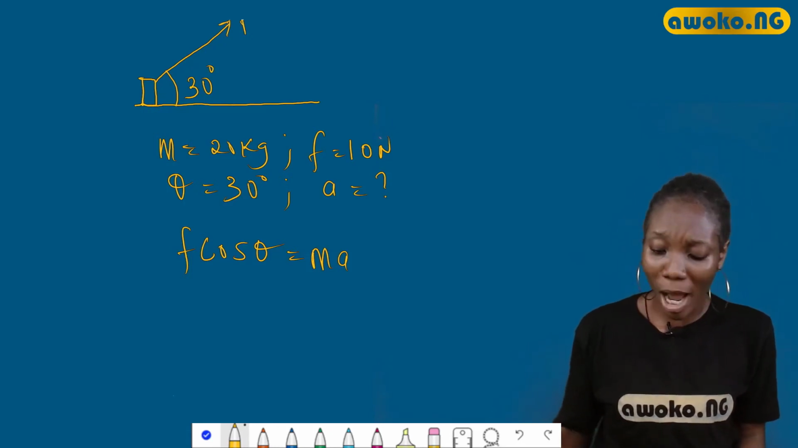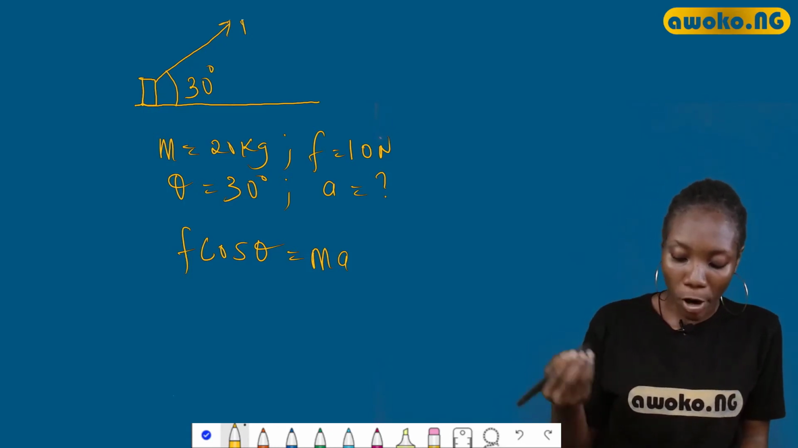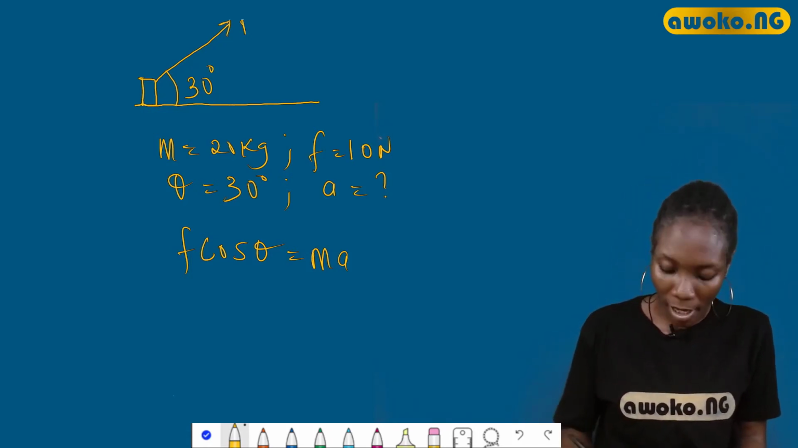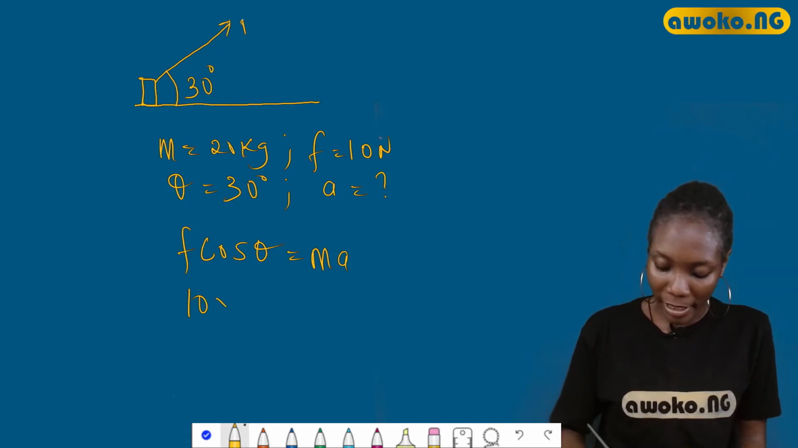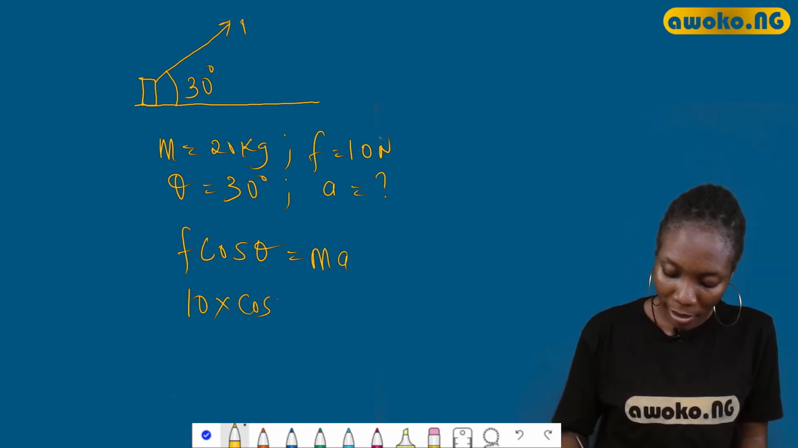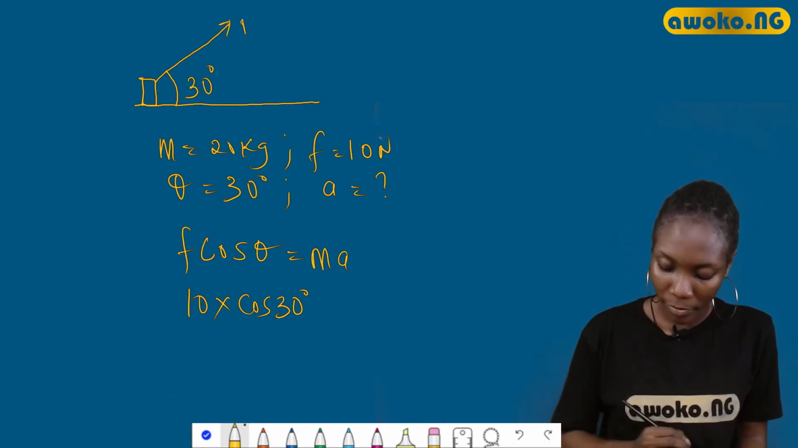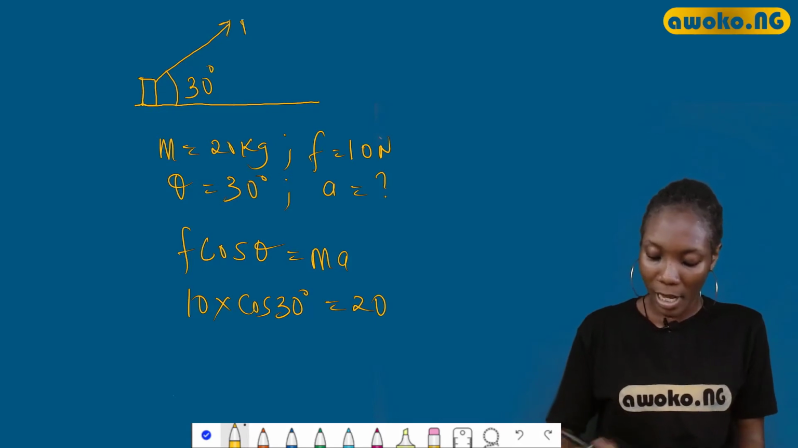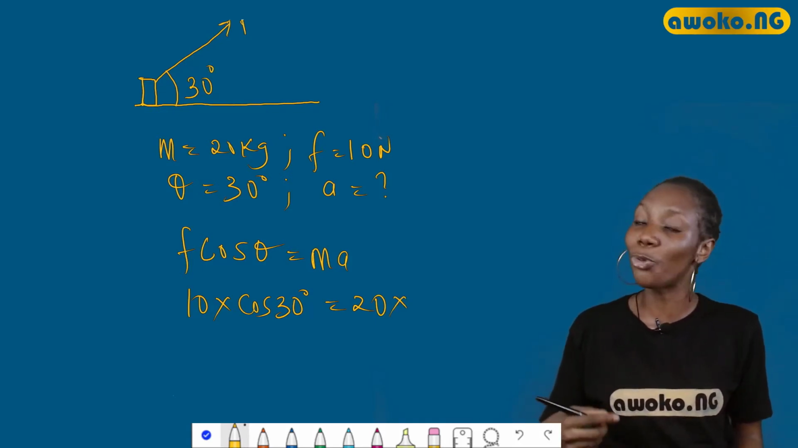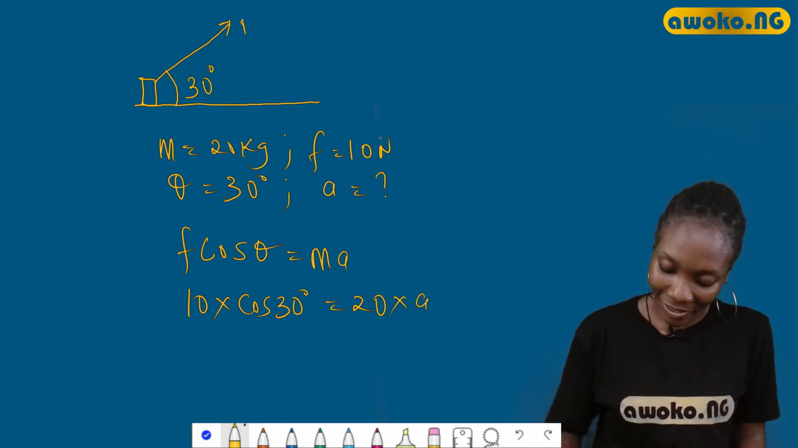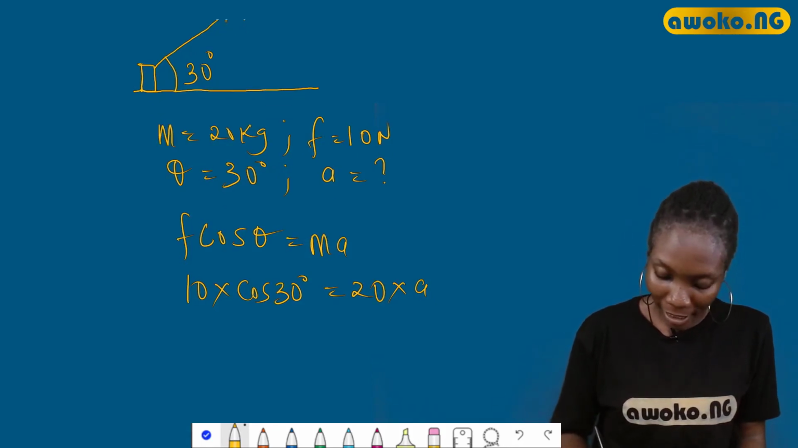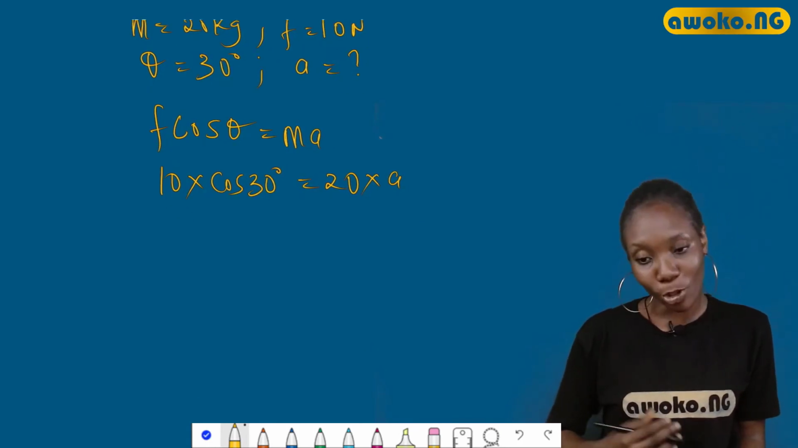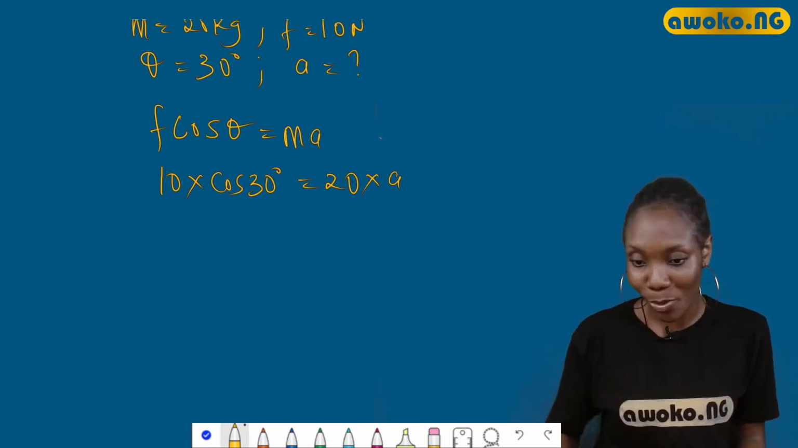Now, we know our parameters, right? Our force given to us is 10. So all you need to do is just put in your values and you get your answer. Easy. Don't stress yourself. 10 times cos 30 degrees equals our mass, 20 kilograms, times acceleration, which we do not know, so A. Now, if you solve this, I don't know if someone is solving along with me. Guys should solve too, and tell me if it's correct.